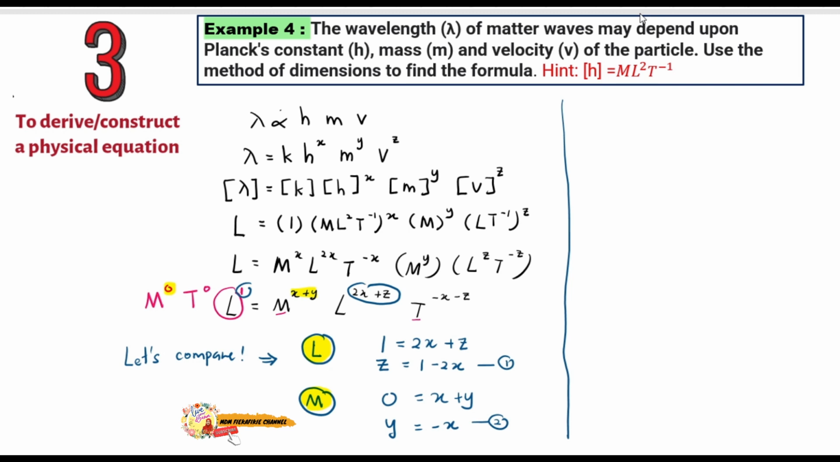Alright, for t, let's look at the index number for t. Here we have 0, and on the right hand side is negative x minus z. So kita tulislah 0 is equal to negative x minus z. We can rearrange this equation. Kita boleh dapatkan x is equal to negative z. So this is equation number 3. Sekarang ada 3 equation ni, kita boleh selesaikan untuk cari x, y and z.